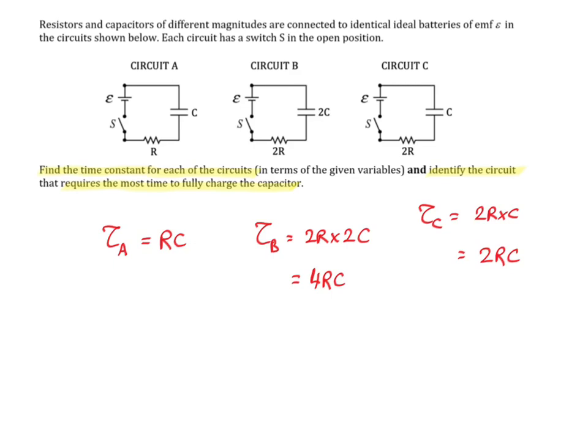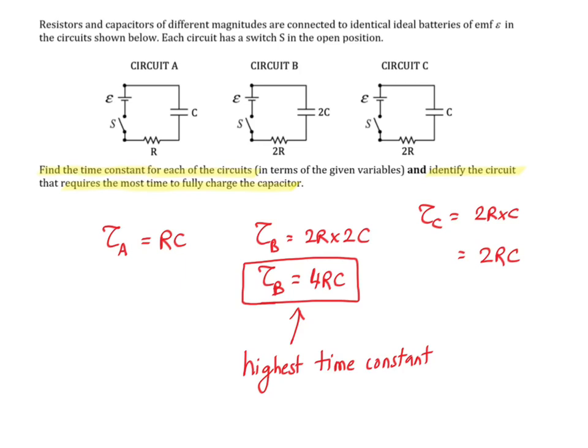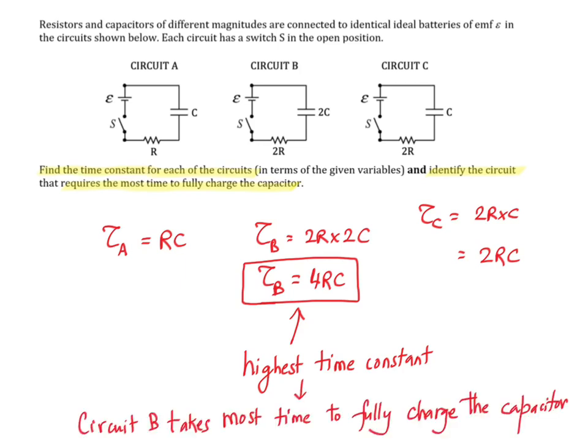Then it's asking us to identify the circuit which requires the most time to fully charge the capacitor. So the more the time constant, the more will be the time required to charge the capacitor. So highest time constant is for circuit B. That means circuit B takes most time to fully charge the capacitor.